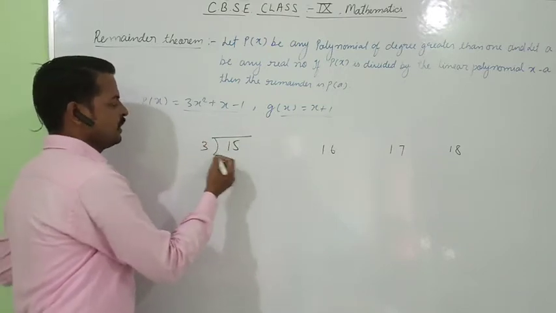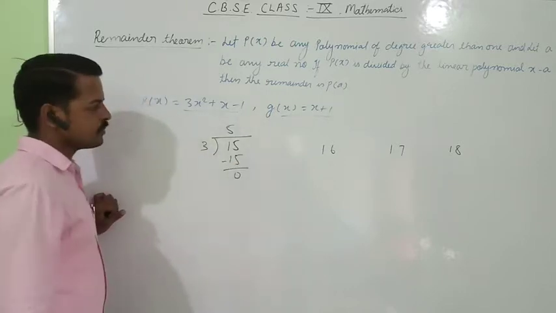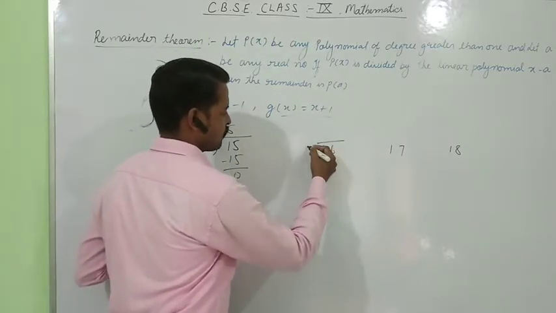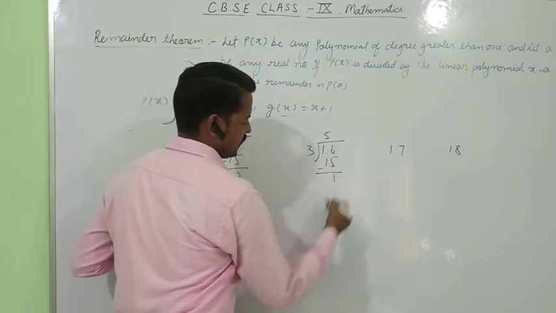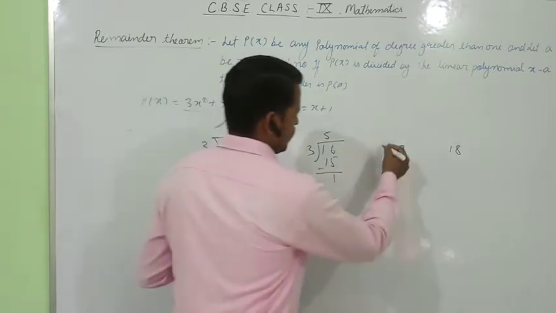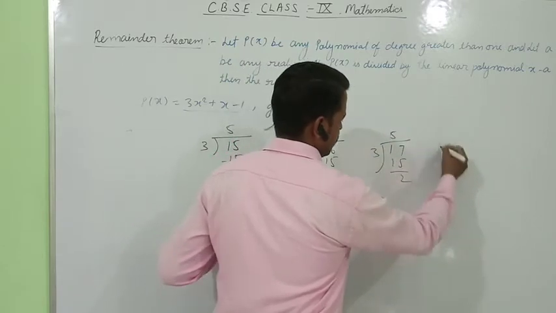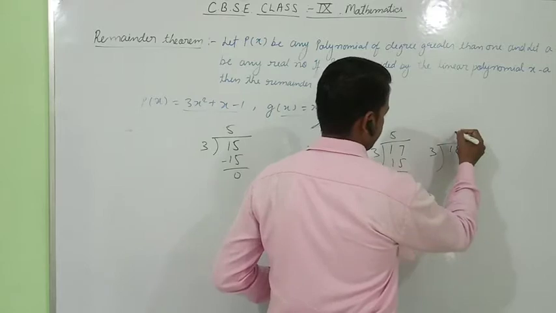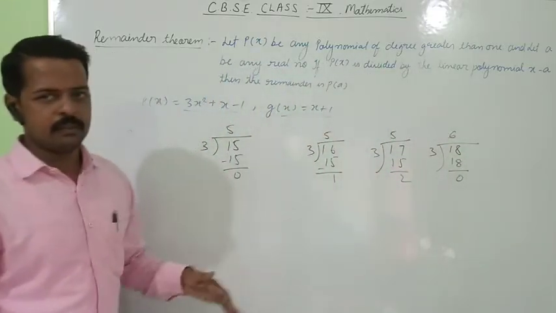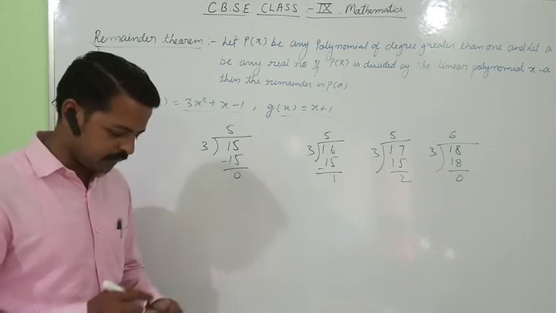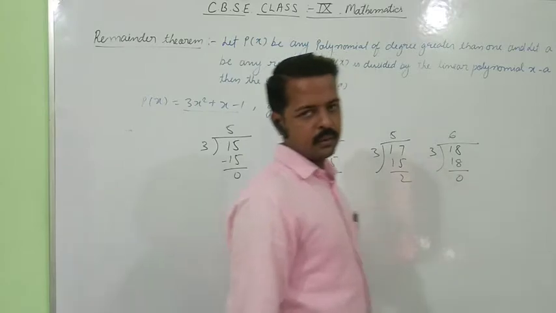If I divide 15 by 3, it will go 5 times and we will get remainder as 0. If we divide 16 by 3, it will again go 5 times, 3 5s are 15 and get remainder as 1. If you divide 17 by 3, you will get remainder as 2. If you divide 18 by 3, you will get remainder as 0 again. Means if you continue same process by taking consecutive numbers and keep on dividing, you will get remainder as 0, 1, 2, 0, 1, 2 and 0, 1, 2.